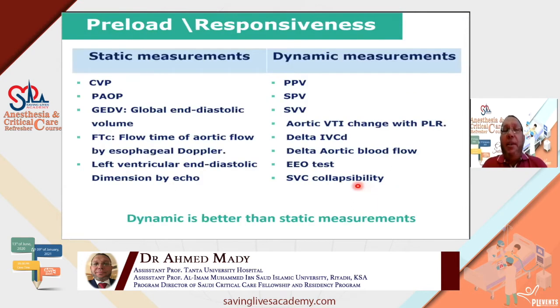We have many dynamic indices as well as static measurements: CVP, pulmonary arterial occlusion pressure, global end-diastolic volume, flow time corrected by different devices. So many devices give you static measurements. Of course, dynamic would be better. As we mentioned earlier, whatever the dynamic tool or test you have, dynamic means you have a monitored parameter, an intervention done, and then you monitor the same parameter again.